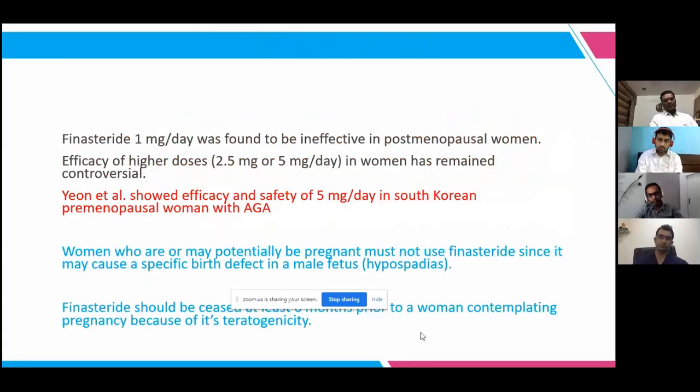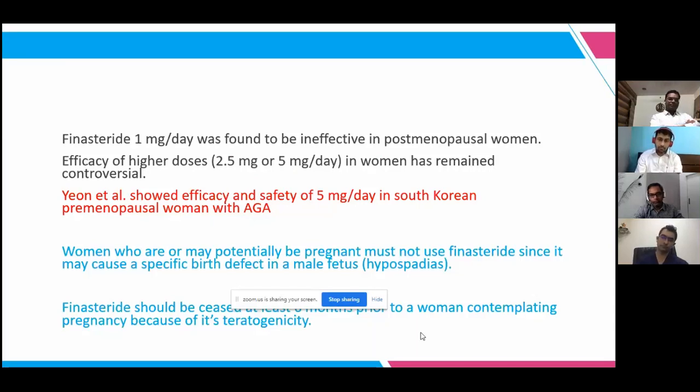And as he has mentioned rightly, 1 milligram they have tried, 2.5 milligram, 5 milligram, like that they have tried. But somebody has shown efficacy and safety of 5 milligram per day in South Korean premenopausal women. So women who may potentially be pregnant must not use finasteride because it causes a specific birth defect called hypospadias in the male fetus, not in the female fetus.